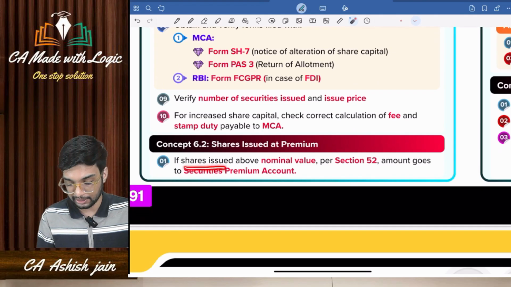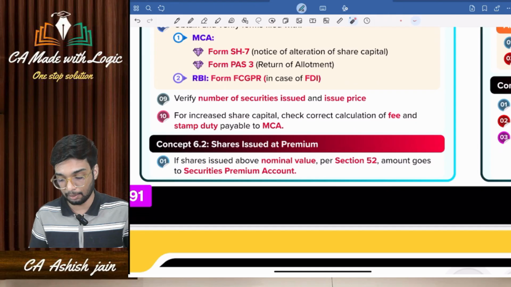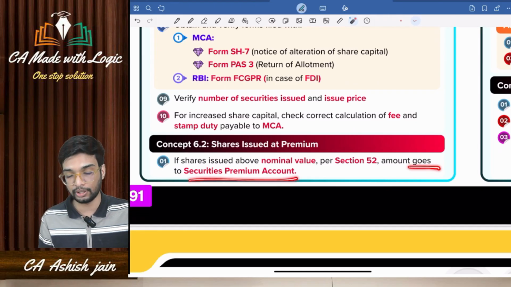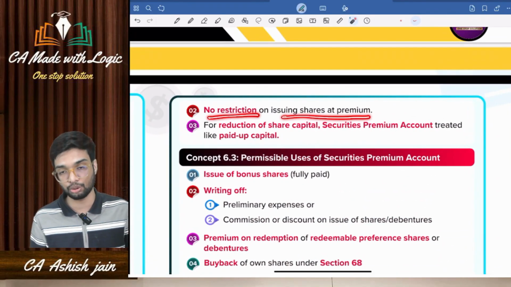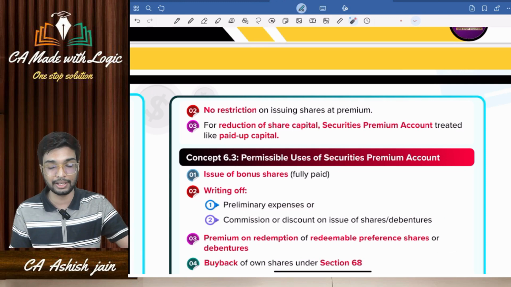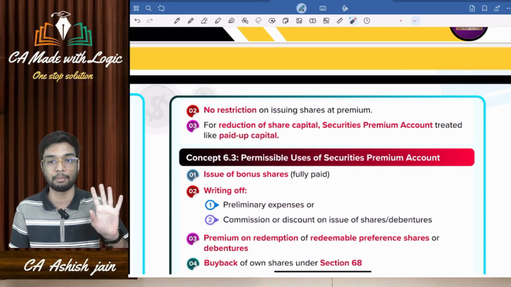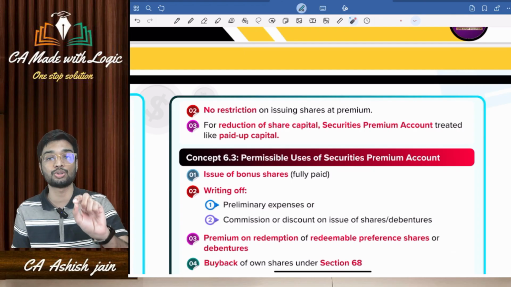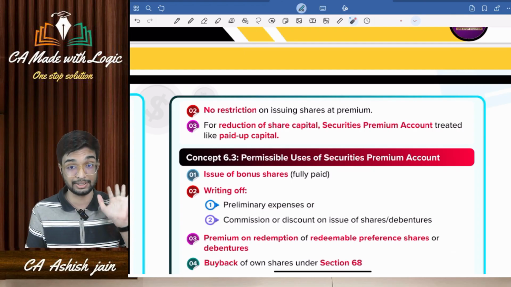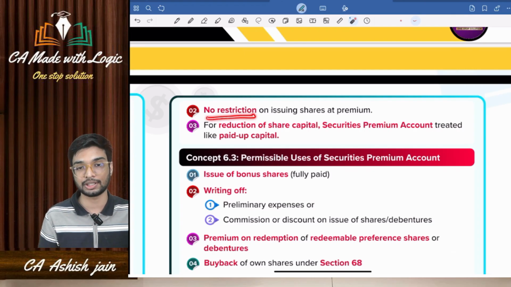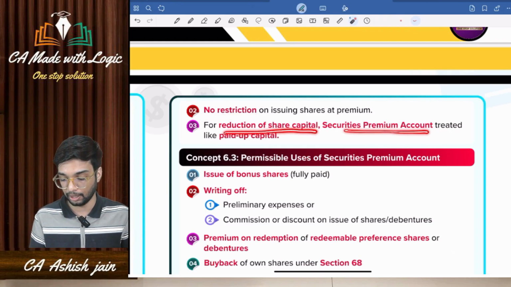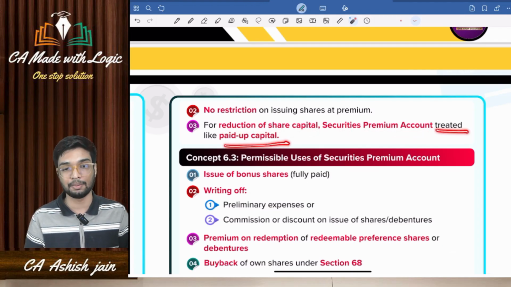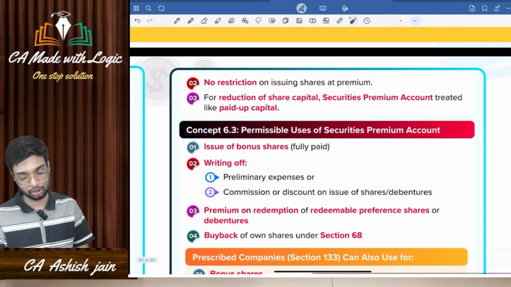Whenever shares are issued above the nominal value, as per section 52, the amount goes to the securities premium account. There is no restriction on the issue of shares at a premium. Only one thing you have to remember: there is a restriction on the issue of shares at a discount. Whereas in the case of charging a premium, there is no restriction. For reduction of share capital, treat the securities premium account like paid up share capital. This point is not that important.